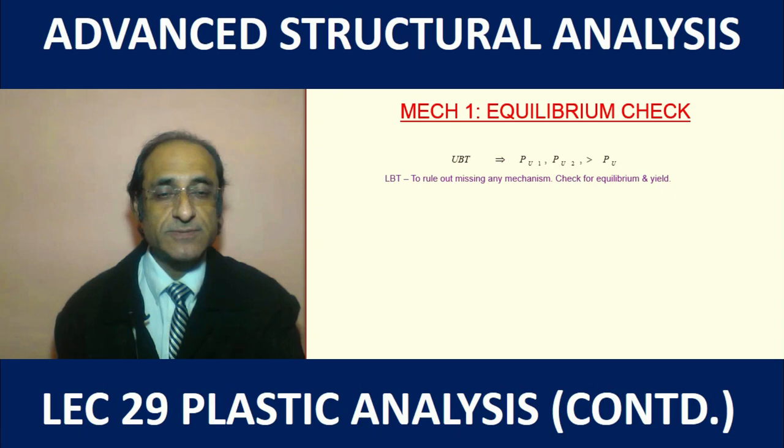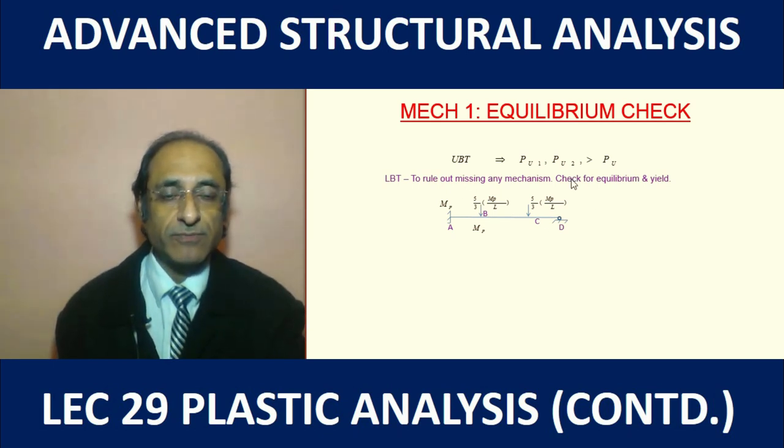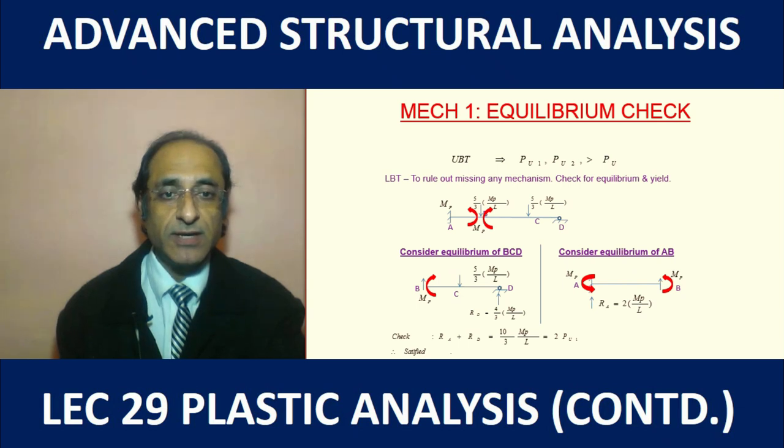The upper bound theorem says that these two mechanisms are upper bounds, and now we are using the lower bound theorem, that is the equilibrium and the yield check, to ascertain. So now we apply the ultimate loads as we have obtained from the previous step for P1, and we have the MP at these 2 points, A and B. Now we consider the equilibrium. We consider the two parts BCD and AB, and we find the reaction at D, and similarly we consider the part AB and find the reaction at A. Then we combine and check the vertical equilibrium, and the vertical equilibrium is indeed satisfied.